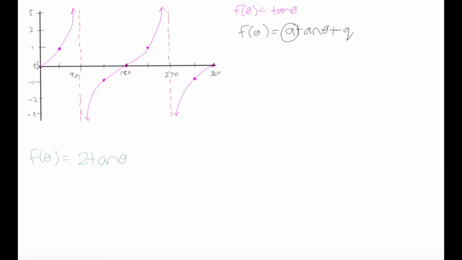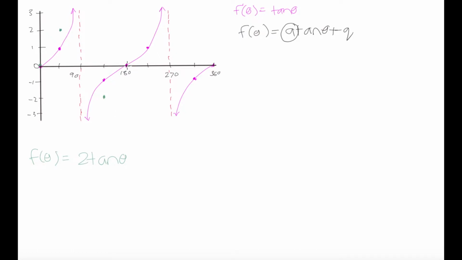So we know that over here at 0 degrees, tan of 0 degrees is going to be 0. And 2 times 0 is still 0. So our point here is going to remain at 0. Over here at 45 degrees, tan of 45 degrees is equal to 1. And 2 times 1 is 2. So our point is going to be over here. Instead of at 1, we're going to have our point at 2. We're still going to have our vertical asymptote at 90. Over here at 135 degrees, tan of 135 degrees is negative 1. 2 times negative 1 is negative 2. So we're going to have our point at negative 2 instead of negative 1.